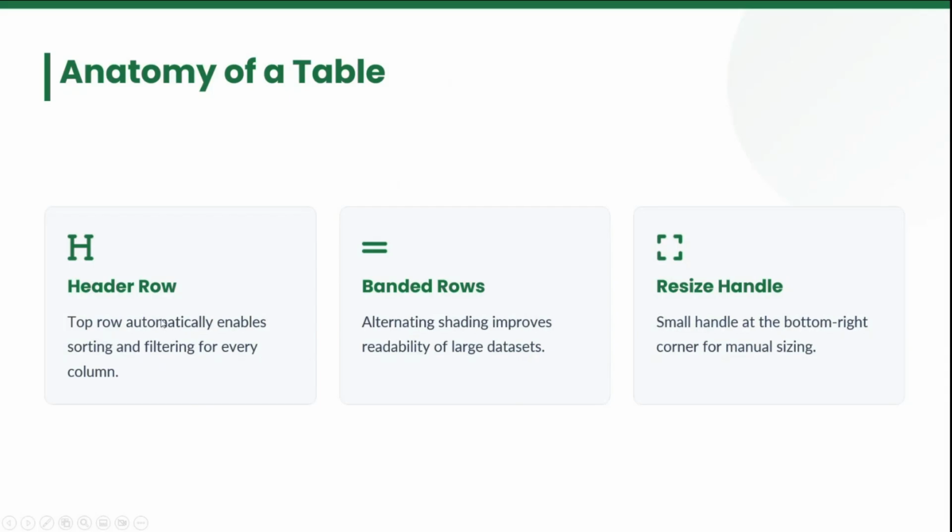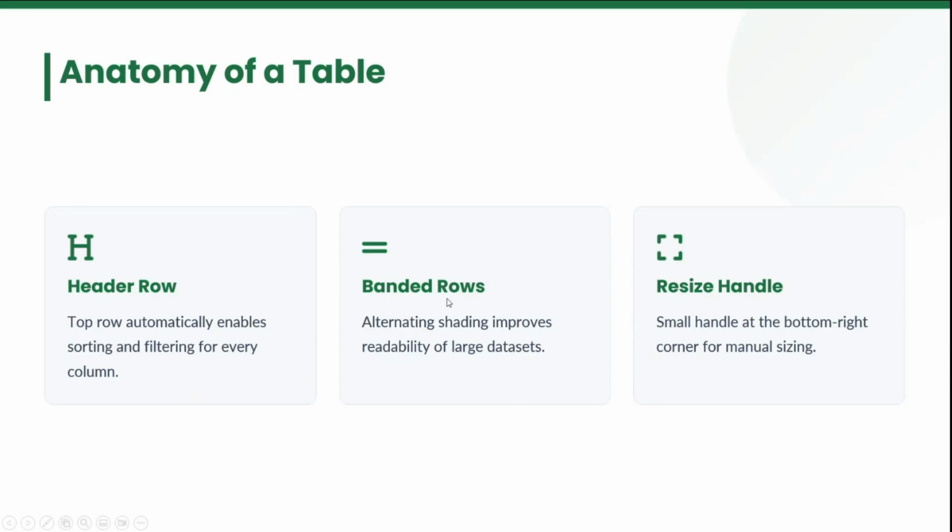Okay, so what is the anatomy of a table? There's a header within a table. The header is the top row, which automatically enables sorting and filtering for every column. And on Excel, you are able to filter and sort within a table without even applying it. It's there. You can use it already.